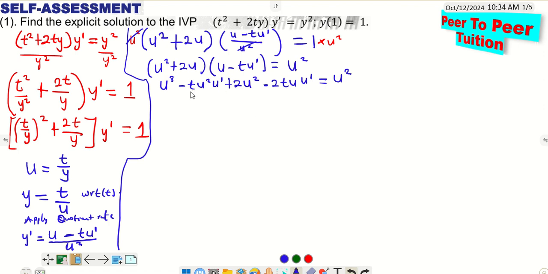So from here, you can see that u is common in all the terms, so we can reduce all by one exponent. No, I'm dividing through by u. Divide here by u, or here by u. Then you also divide here by u. So here becomes u squared minus ut u prime plus you have 2u minus the u and the u goes away, so you have 2t u prime, then that will give us u.